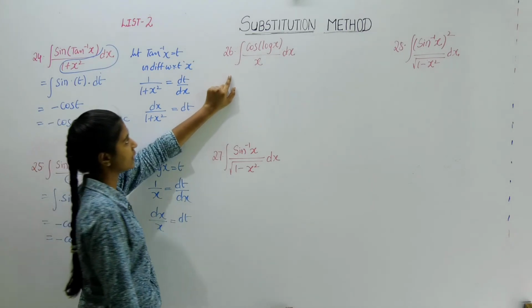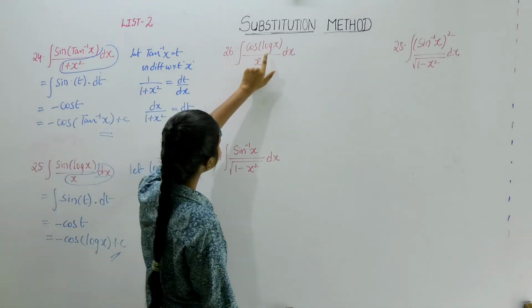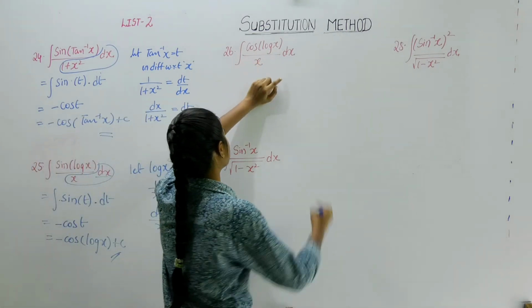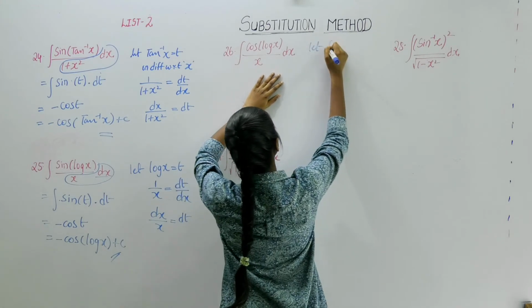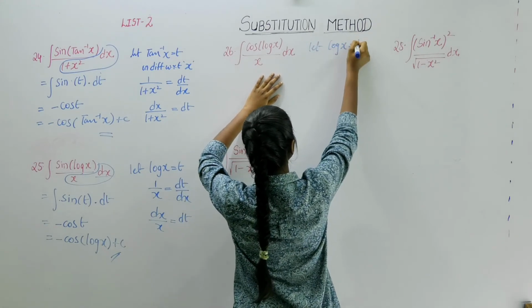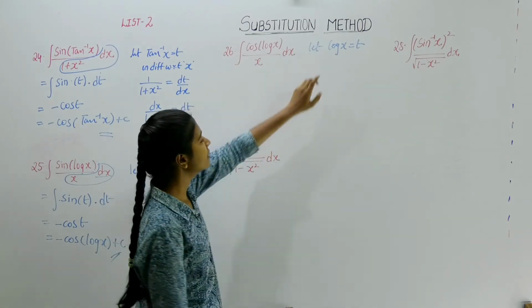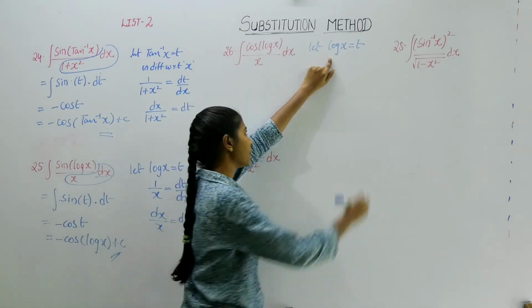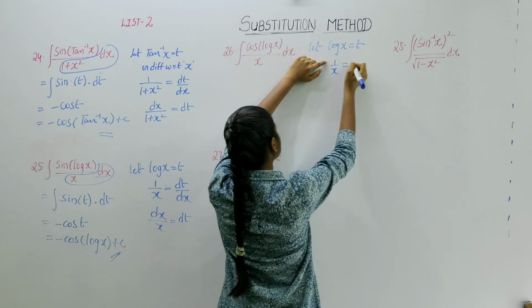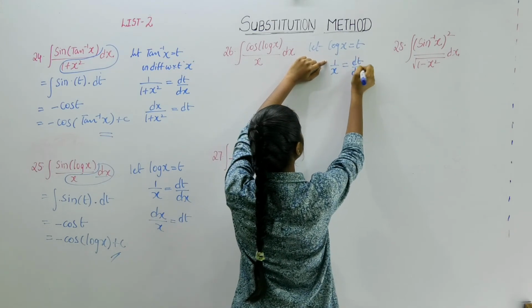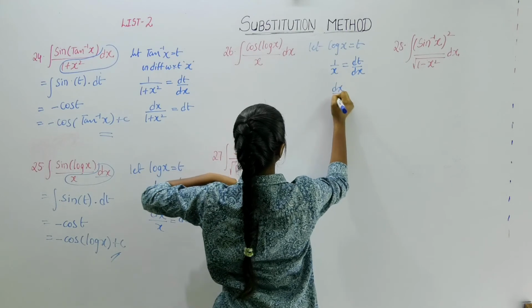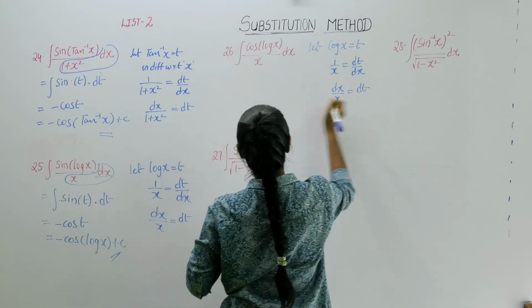Next, 26th one. Integral cos of log x by x dx. To solve this, let us assume log x is equals to t. This is similar to 25th one. When we differentiate it with respect to x, we get 1 by x is equals to dt by dx. dx by x is equals to dt.